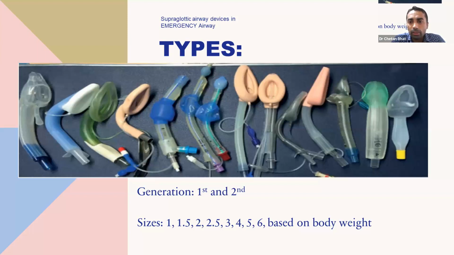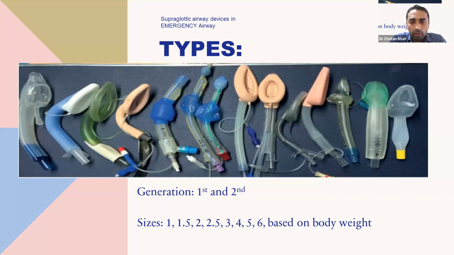Most of the available LMAs are either first generation or second generation. There is no third generation as such. And it is available in various sizes, size 1 to 6. For pediatric neonates, we start with 1, then 1.5, 2, 2.5, 3, 4, 5, 6. Based on the body weight, we use the various sizes.